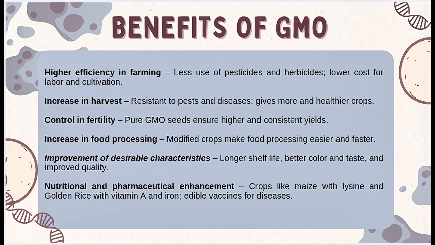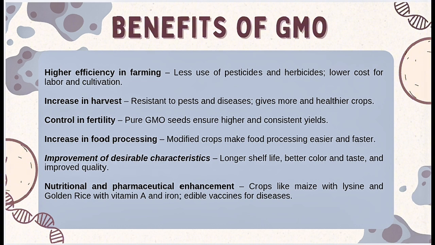Fourth, an increase in food processing efficiency. Some GMO crops are modified to make food processing faster and more efficient. This means companies can produce food more easily, with better quality and less waste.